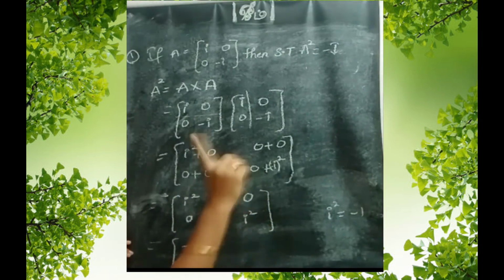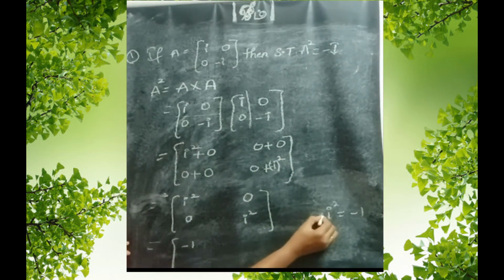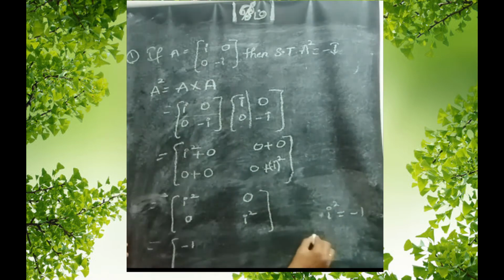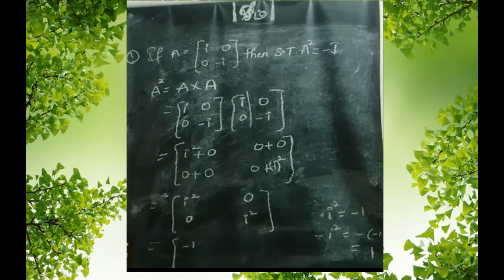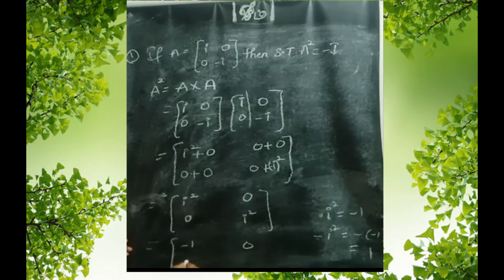Don't confuse it with minus i square. Only if it is positive i square. If it is minus i square, it means minus of minus 1, then it will get 1. Okay. Minus 1, 0, 0, minus 1. Just remember i square equals minus 1.